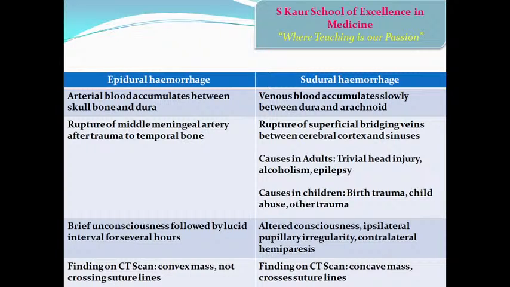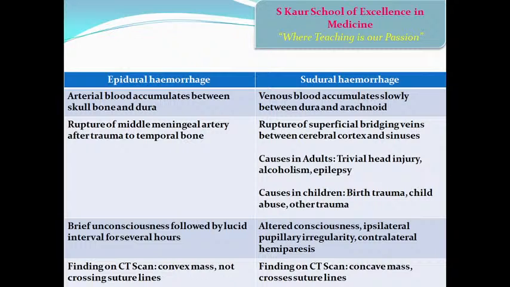Next point is the rupture of the middle meningeal artery. And Dr. Afreen Hussain said it is the rupture of the middle meningeal artery after trauma to temporal bone. So the cause is trauma to temporal bone. Next, in case of subdural hemorrhage, there is rupture of superficial bridging veins between cerebral cortex and sinuses, where the causes in adults are trivial head injury, alcoholism, and epilepsy. And in cases of alcoholism and epilepsy, the cause is actually the head injury only. And the causes in children are birth trauma while delivery, and child abuse trauma, or any other trauma, any accident or any head injury like that.